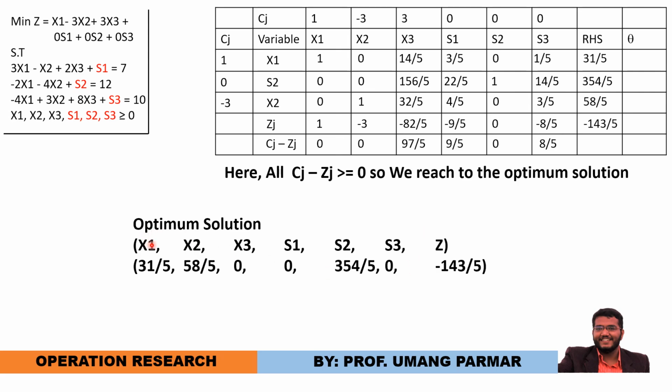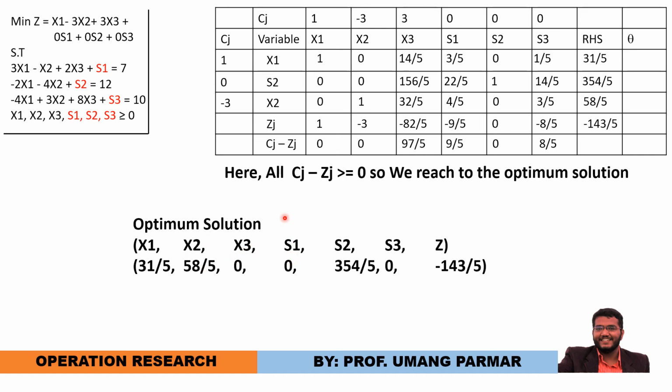And the answer is x1 value is 31 by 5 from this table. x1 is the variable and right hand side is 31 by 5. So it is mentioned here. So x1 value is 31 by 5. x2 value is 58 by 5 because here it is in the column x2 variable. We are having the 58 by 5 in the right hand side column. So this is 58 by 5, the answer of x2.